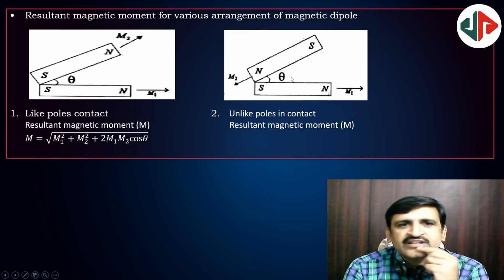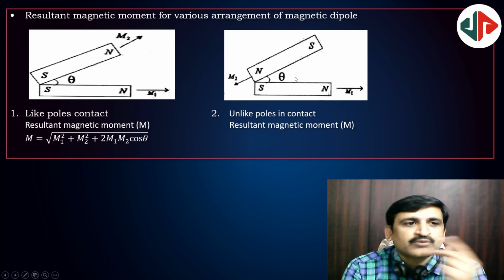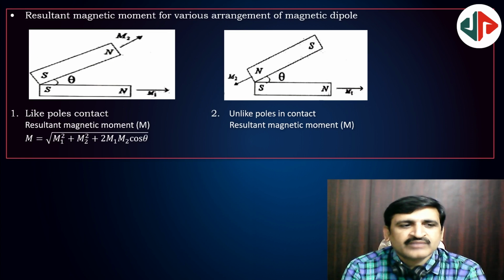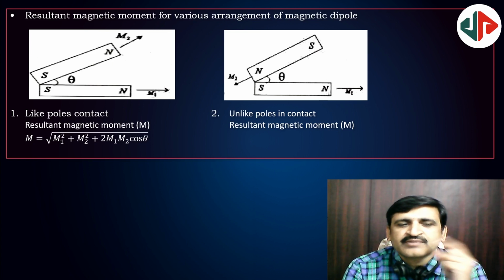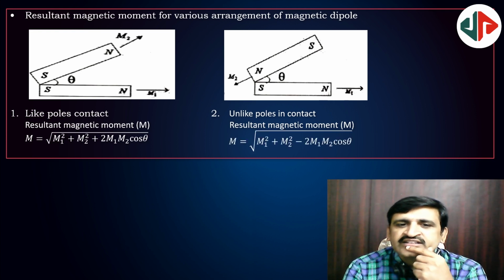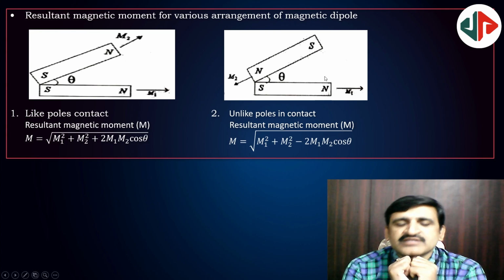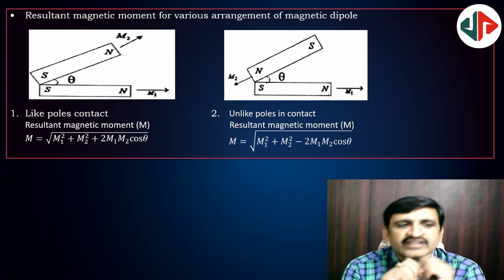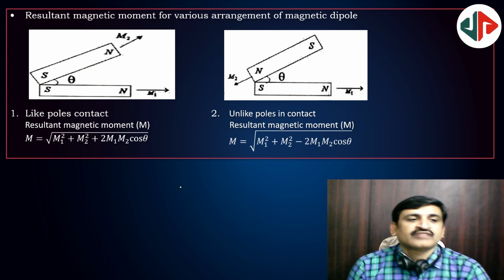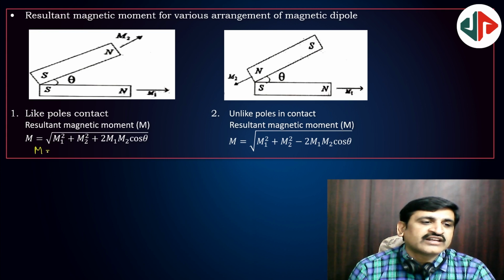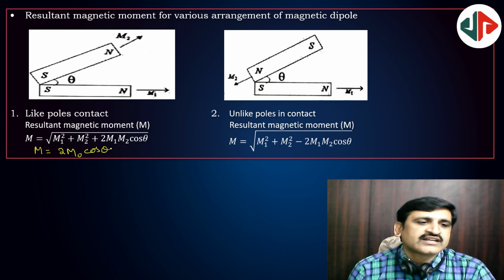Here is the combination of two magnets. When like poles are in contact, the formula is square root of m1 square plus m2 square plus 2 m1 m2 cos theta. When unlike poles are in contact, square root of m1 square plus m2 square minus 2 m1 m2 cos theta. If both m's are equal, then it will become 2m naught cos theta by 2, and this is 2m naught sin theta by 2.